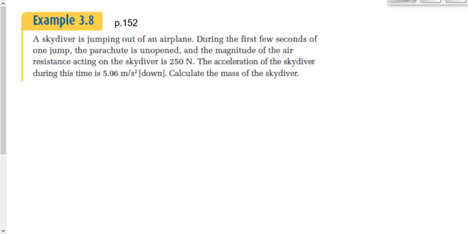You ever heard that term? Terminal velocity? The fastest anything can go because the force of gravity and air resistance end up balancing each other out. Now they're simplifying it a little bit here. They're saying, look, during the first few seconds, here's the magnitude of air resistance. Really it's changing, but they're assuming that it's a constant value. Which way is air resistance going to act on this skydiver as he's jumping, as he's free falling out of the airplane? Which way is air resistance going to act? It's going to act up.